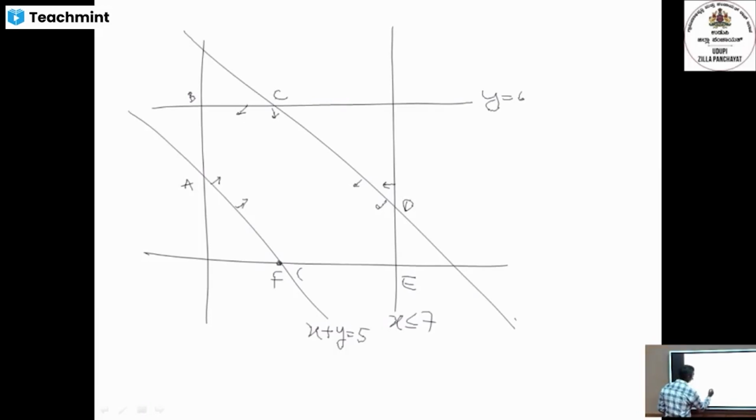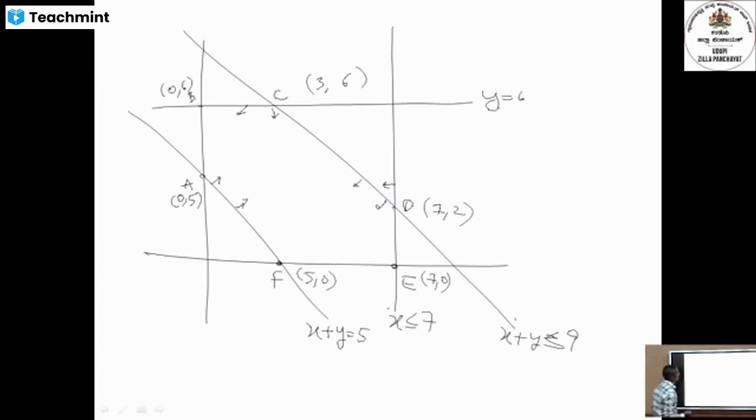This is actually 5, 0. This is 0, 5. And that is actually 0, 6. And this is also easy because it's less than 7. So 7, 0. Now you are left with 2 points. Then y is equal to 6, and this condition is x plus y less than or equal to 9. So it will be 3, 6. And here x is 7, so 7, 2. So you will be having different points like 0, 6, 3, 6, 7, 2, 7, 0. So this is the solution region.